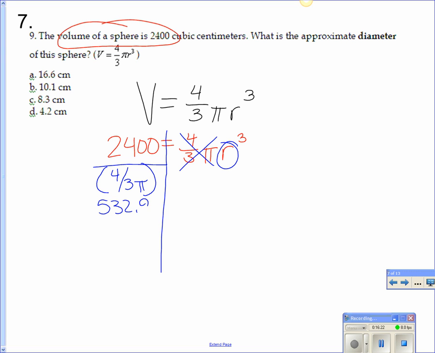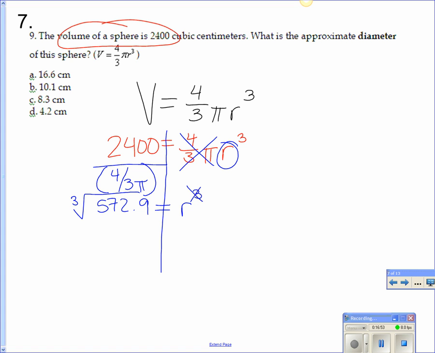532.9. All right, now this one's a little tricky. That's R to the third power. All right, so we've got R to the third power. To get rid of the third power, you have to do the third root.